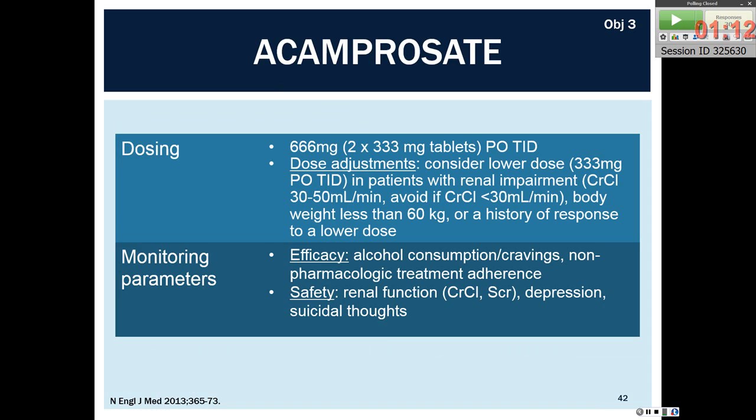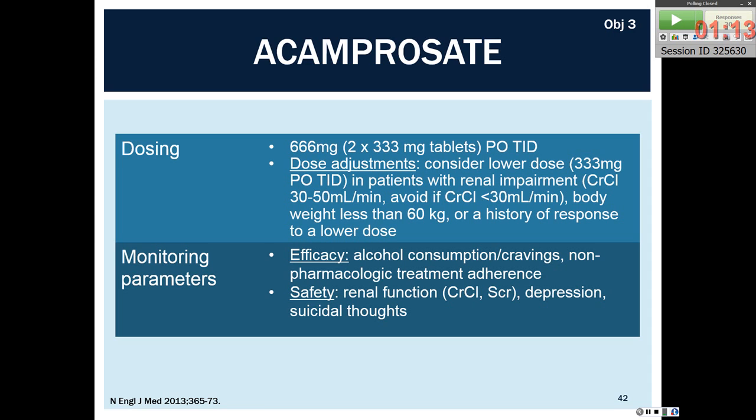You want to dose adjust if somebody has renal impairment. So if their creatinine clearance is between 30 and 50, you would go down to just the 333 3 times a day. And then it's not contraindicated, but you're told to avoid it if the person has renal impairment with creatinine clearance below 30 milliliters per minute.